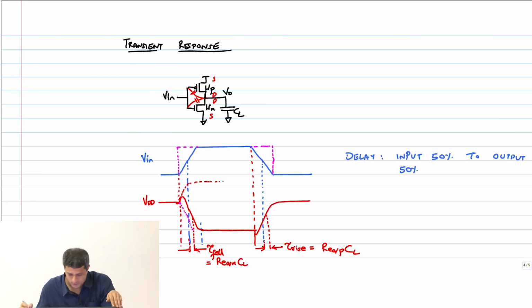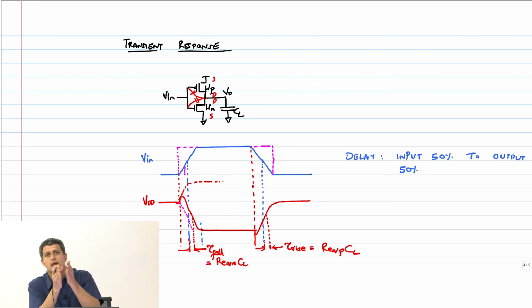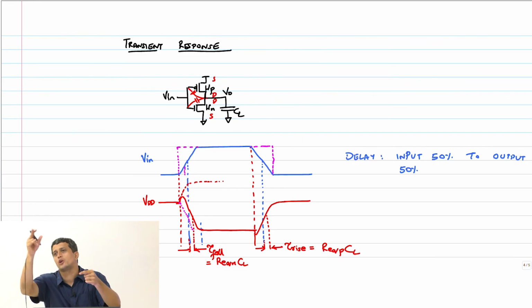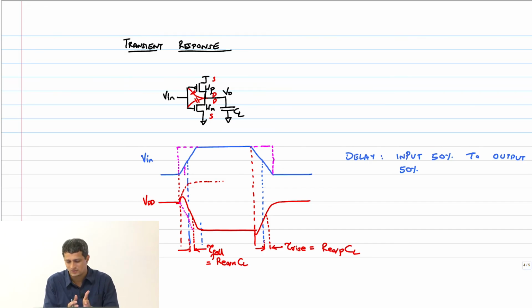Correct, in the sense you are right. Somewhere here is VTN, and only then it will fall. So what will happen is until VTN, that capacitor will be floating, in the sense the output will just follow the input. Then the NMOS turns on, then it will start dropping. You're right. So again, it's too cluttered for me to show all of that here, but you have to look at the point at which, up to VTN, the output will follow the input and then start falling.